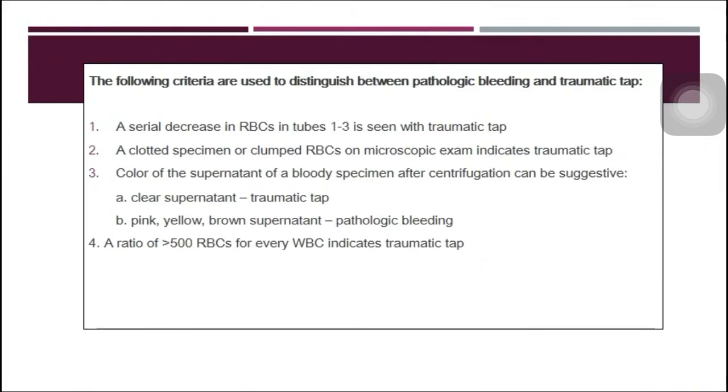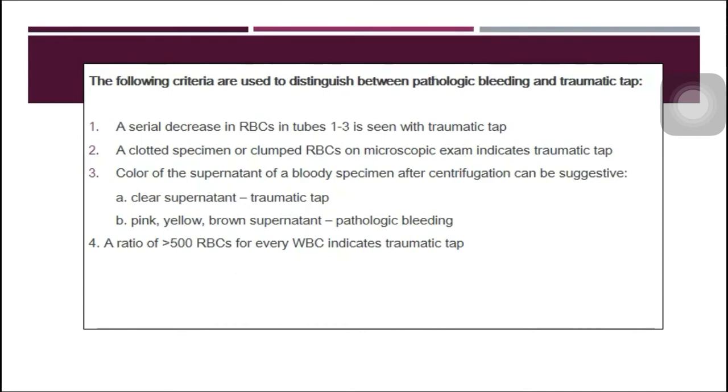So yan, the following criteria are used to distinguish between pathologic bleeding and traumatic tap. Of course, a serial decrease in RBCs in tubes 1 to 3 is seen with traumatic tap. That means hindi uniform ang distribution ng blood sa each tube. Now, a clotted specimen or clumped RBCs indicates traumatic tap. And also, we base sa supernatant.